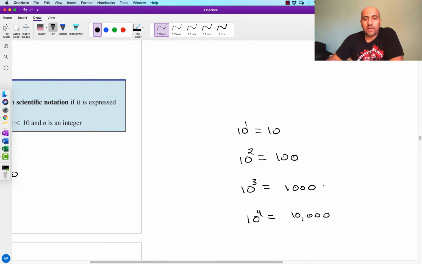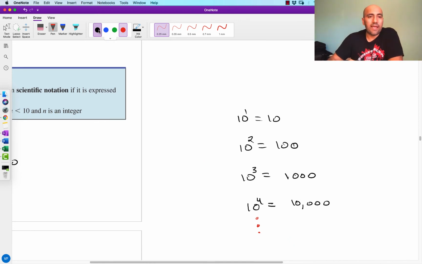So we start seeing this really nice pattern. The number of zeros, 1, 2, 3, 4 zeros, equals the exponent. 3 zeros, a 3 there. So it doesn't take a lot to guess what the answer would be if we had 10 to the power of 8. 10 to the power of 8 is just going to be 1 with 8 zeros. 1, 2, 3, 4, 5, 6, 7, 8. And then we can come back and put commas. 1, 2, 3, 1, 2, 3. 100 million. 10 to the 8th power is 100 million.